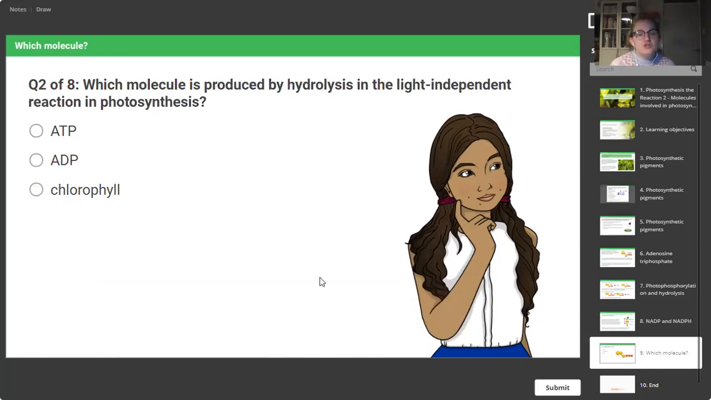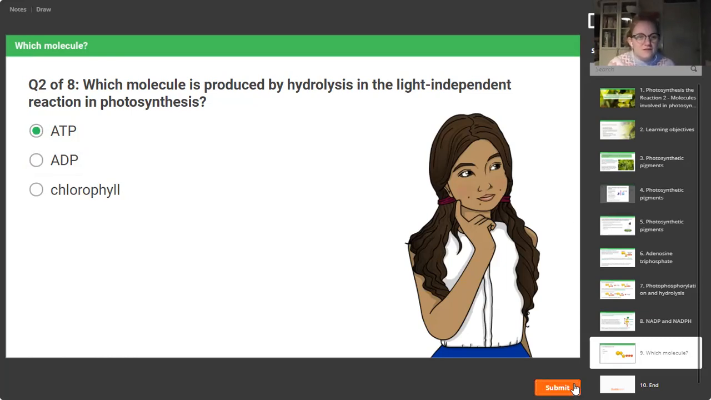Which molecule is produced by hydrolysis in the light independent reaction of photosynthesis? And that is ADP. So remember, ADP and an inorganic phosphate bond together in the presence of light energy and make ATP. And chlorophyll is that photosynthetic pigment.